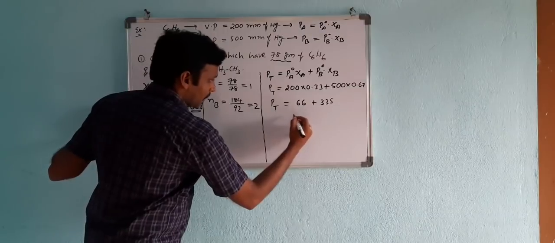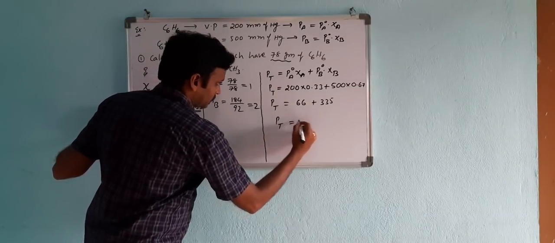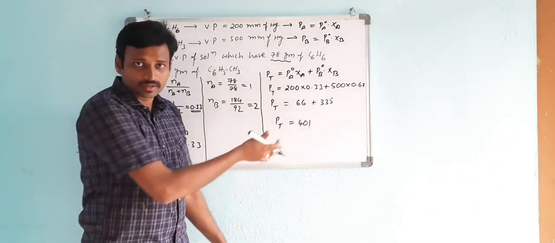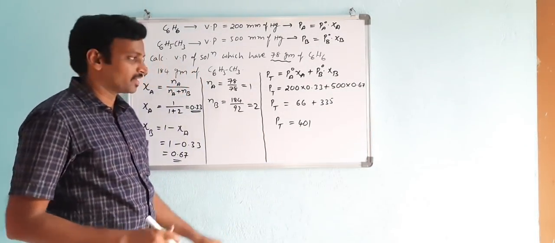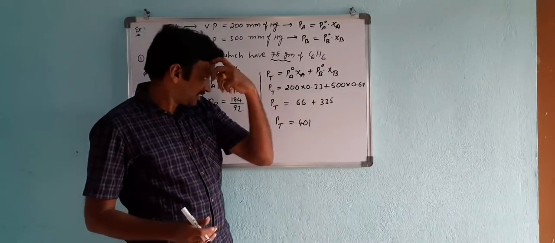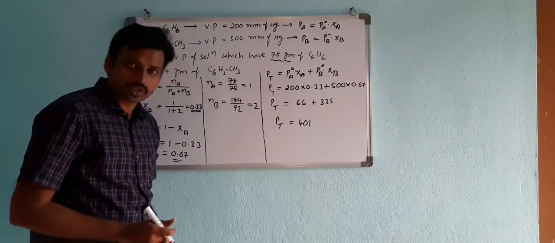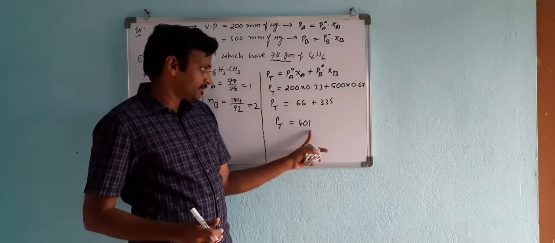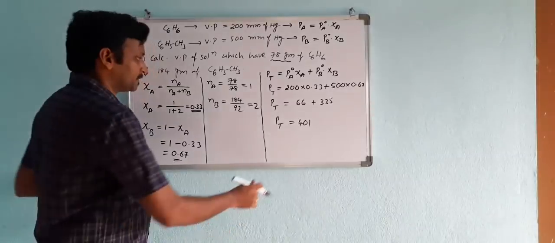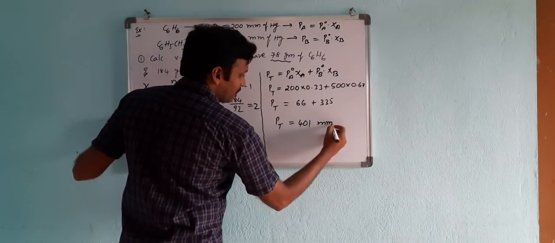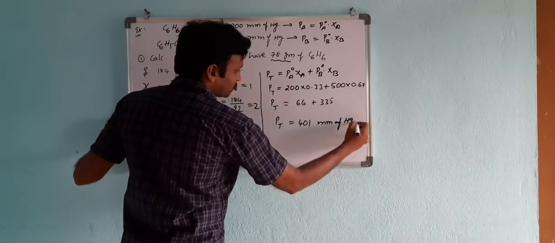So P total is 401. Don't think I am backhanding, because here I cannot calculate, that's why I'm writing directly. Just simply solve it. Okay, 66 and 335, so 401 P total. 6 plus 5, 11. Correct? Right. Okay, P total you have is 401 mm of Hg.